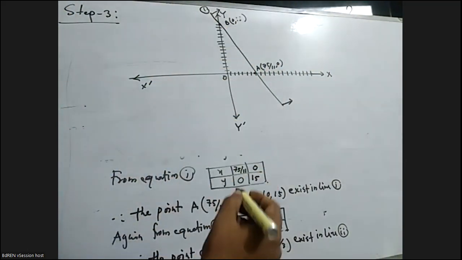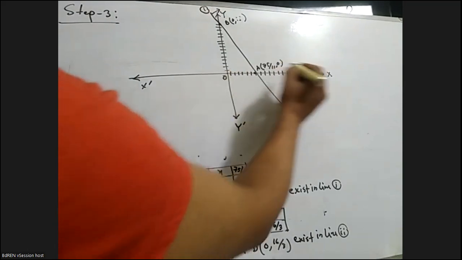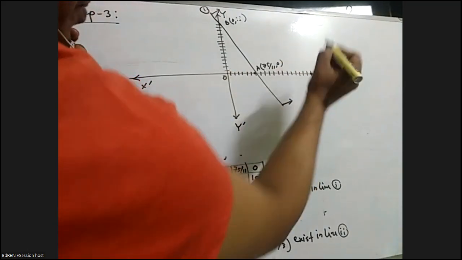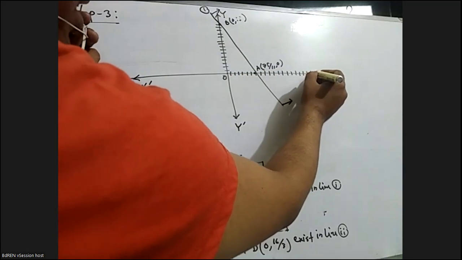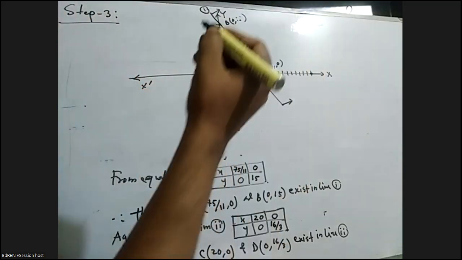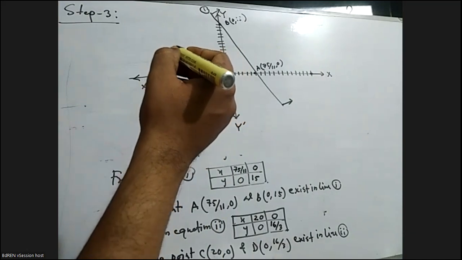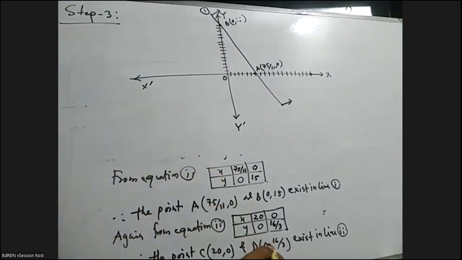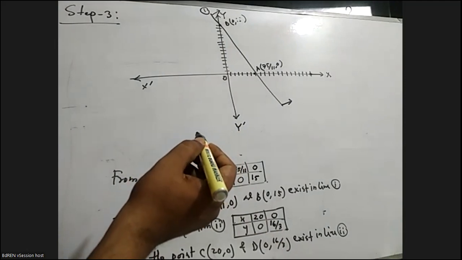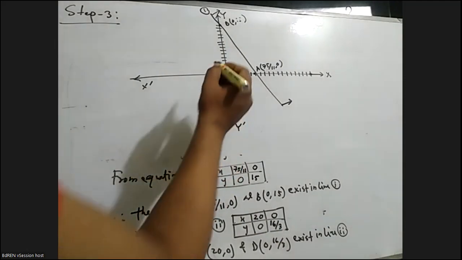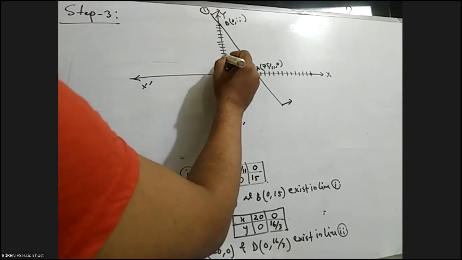Now another point C. What will the C point be? This one. 1, 2, 3, 4, 5, 6, 7, 8, 9, 10, 11, 12, 13, 14, 15, 16, 17, 18, 19, 20. This is the C point, so 20. Now another, D, 16 by 3. 16 by 3 is very near to 5, more than 5. So 1, 2, 3, 4, 5. This one.